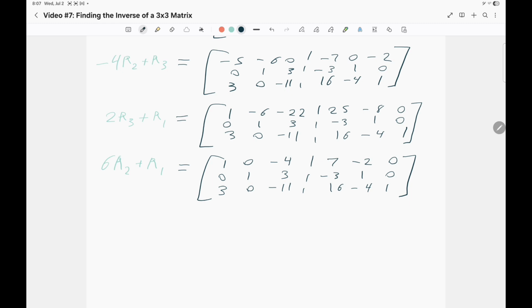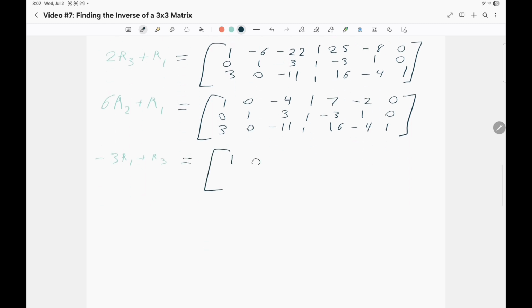All right, now, without further ado, I'm going to do negative 3 R1 plus R3. I'm pretty sure this is it. Now we can really optimize where we're going here. 1, 0, negative 4. 1, 3. So we're going to get 3, 0, 0, negative 3 times negative 4, 12, plus 11, 1. And look at that. Now one of our rows is the same as our identity matrix.